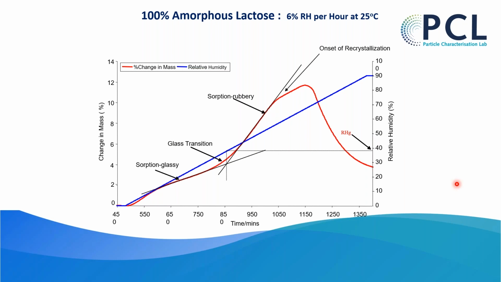And this just gives you an example, and this is for 100% amorphous lactose. It's a 6% per hour ramp experiment at 25 degrees. And lactose, as we saw before, can be quite complicated. So again, the blue line is the ramp, and the red line is the actual mass change. So it goes up here, glassy solid here, rubbery solid here, and of course we saw in those pictures a bit earlier on today that actually it will start to recrystallize, and we can see some other events. So in these ramp experiments you can see 2 or 3 different events, but the one we're particularly focused on today is the TG, or rather the RHG, the glassy humidity.